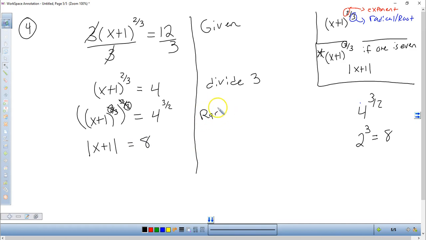Go ahead and write out your steps here. Raise to 3/2 power. Go ahead and write a little note. It was even, so that gives us an absolute value. And then here we simplified.